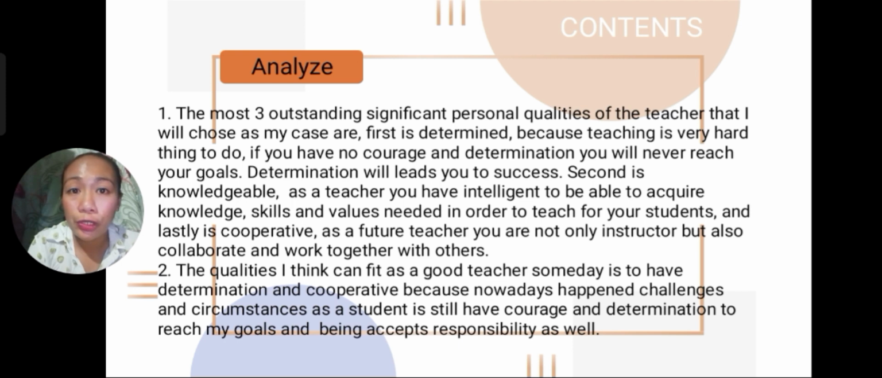As a teacher, you have intelligence to be able to acquire knowledge, skills, and values needed in order to teach your students. And lastly is cooperative. As a future teacher, you are not only an instructor but also collaborate and work together with others. Second, the qualities I think can fit as a good teacher someday are determination and cooperation. Because nowadays challenges and circumstances happen, as a student I still have courage and determination to reach my goals, and I accept responsibility as well.